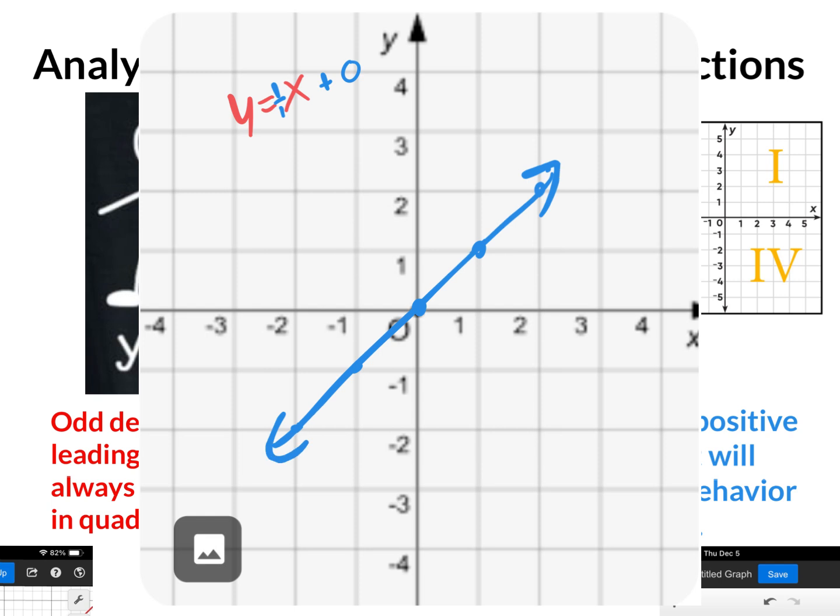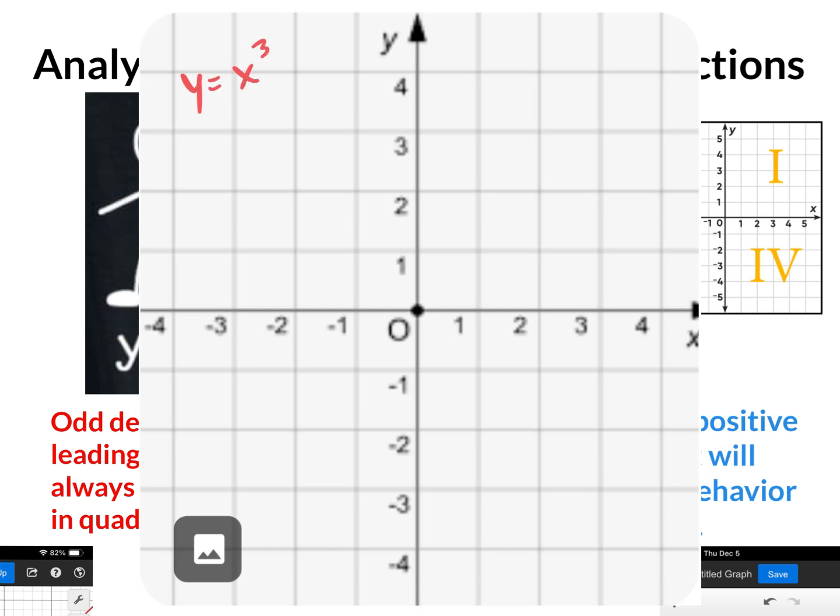We have this graph right here, okay? Now, where is that end behavior? It ends up here, upper right, and down here, bottom lower left, right? Quadrant 1 and quadrant 3. And that's true for any odd degree function. Let's look at the next odd degree function. Let's say y equals x to the third.